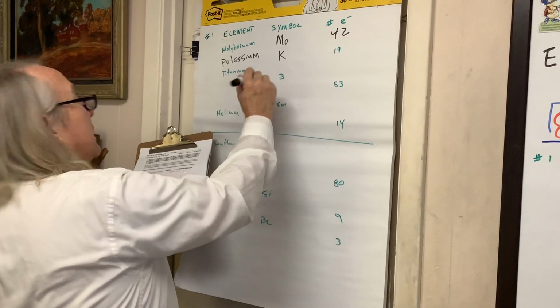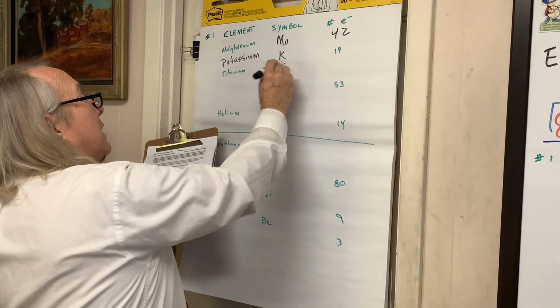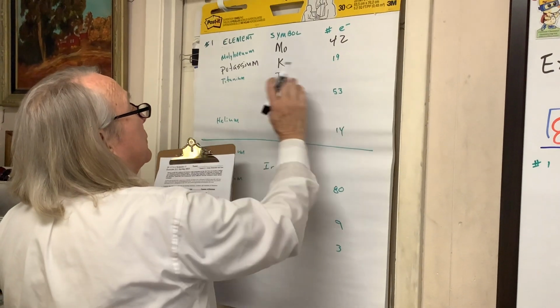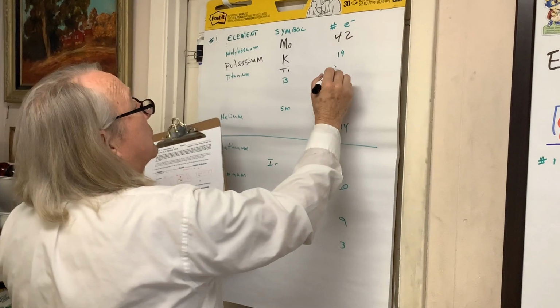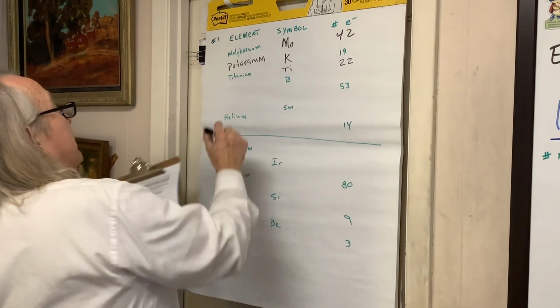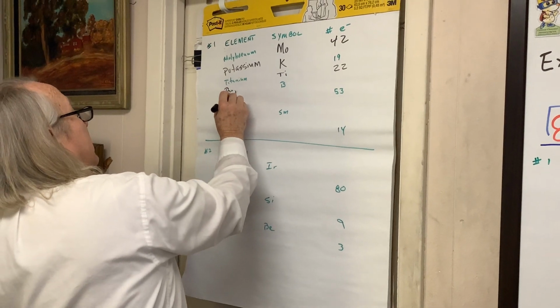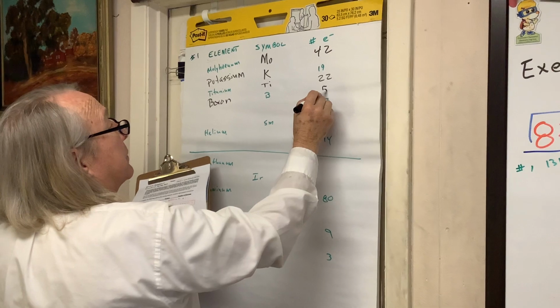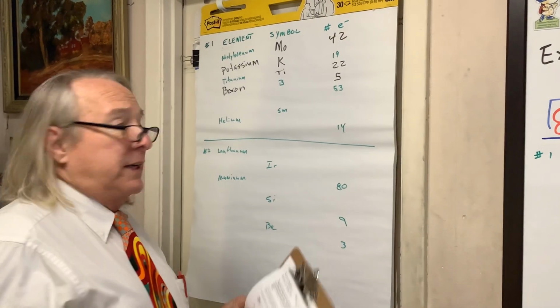Titanium is a transition metal, capital T, little I. Remember, these are symbols, not abbreviations. And it's element number 22, so it has 22 electrons. B, of course, stands for boron, up there near the top of the table. It's element number 5. It only has 5 electrons.